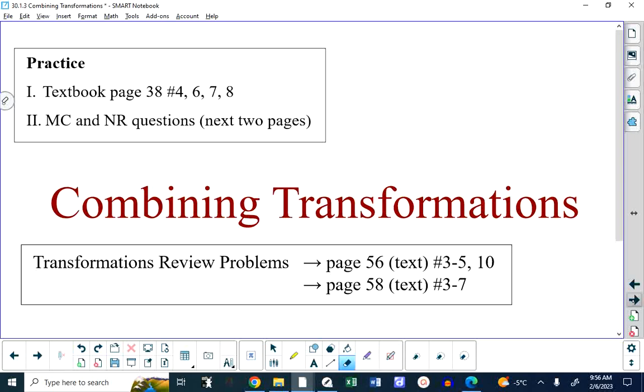A few transformations review problems. Tomorrow we're going to get into what are called inverses of functions, so we're temporarily moving away from this. So if you want a little bit of extra practice with transformations, there they are. Okay. So get to work, please. You still have about 15 minutes, I think. Yeah, roughly 15 minutes to work on this stuff.